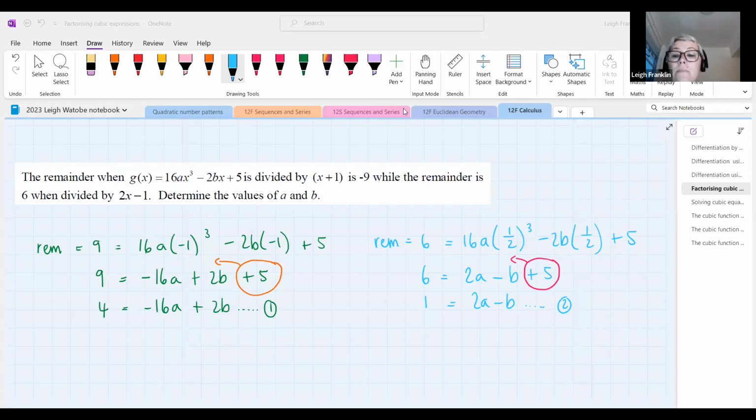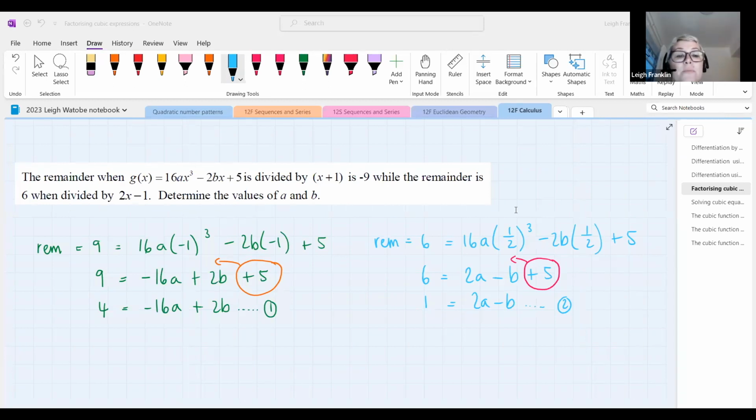Ma'am, where did you get negative 1? Did you take x plus 1 out of the brackets? Sorry, just ask me again. Where did I get the negative 1 from? Yes, ma'am.